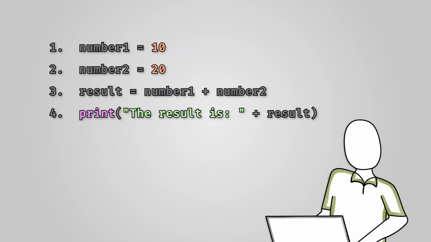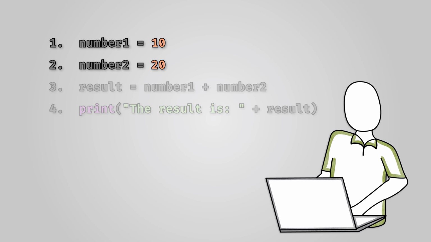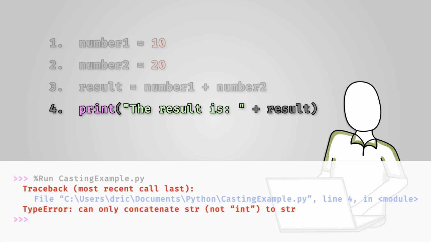For example, let's look at the following Python code. Here on line 1 and 2, we have created two integer variables storing the integer numbers 10 and 20. We have then on line 3 added them together. As they're integers, they will actually add this time. Finally, on line 4 we have outputted a message with the string, the result is, and then the result of the addition. This code on line 4 has triggered an error called a type error.